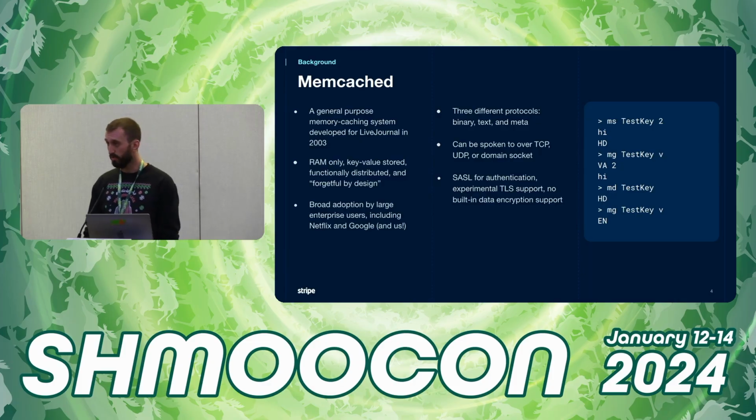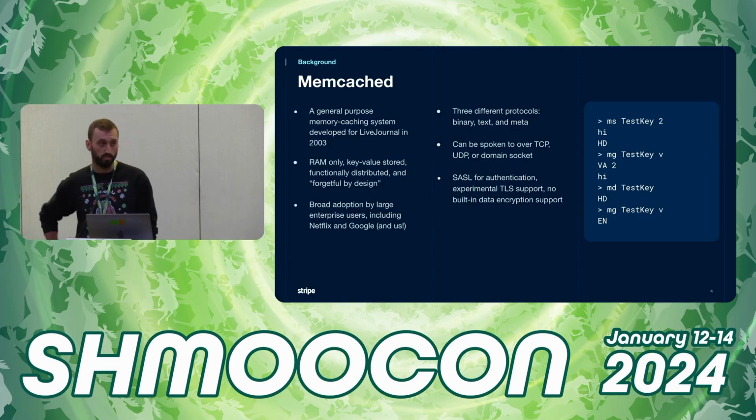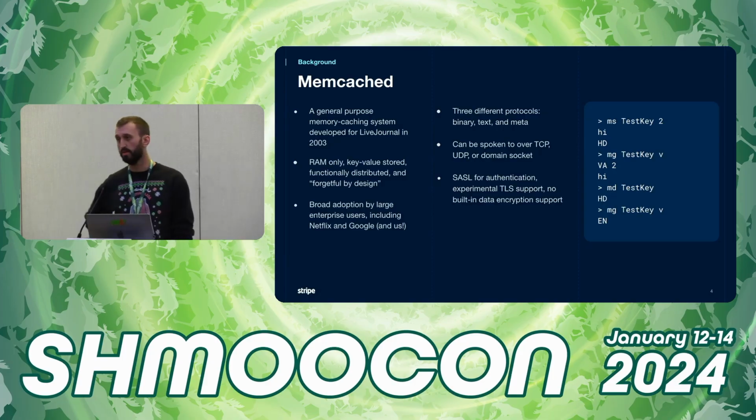It is RAM only, because if you're swapping to disk, that's going to kind of defeat the purpose of using caching, and it's expensive. It's key value stored, so it is accessed with a key, and then you get the raw data back. It is agnostic to the data that you're putting in there, so it doesn't understand data structures, so everything needs to be serialized beforehand. It is functionally distributed, and that effectively means that half of the implementation lives in the clients, and the other half lives within the servers.